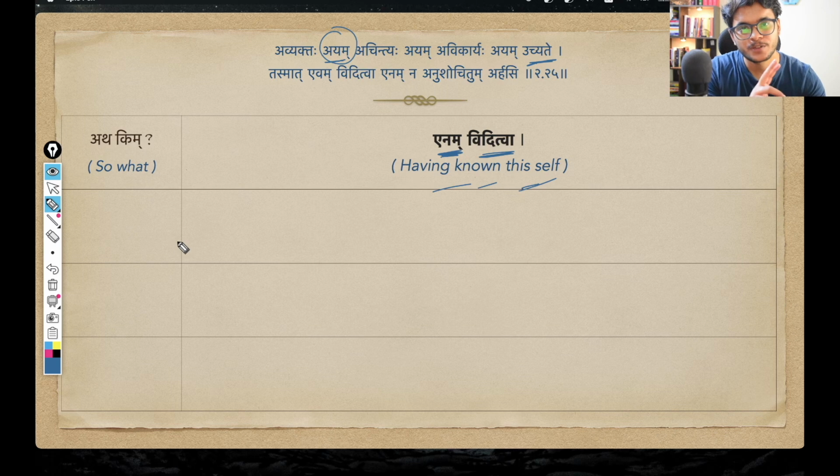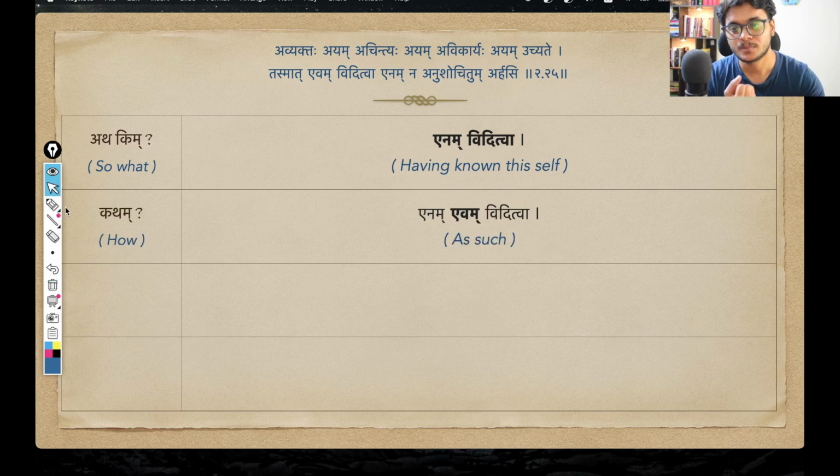Okay, so based on the difference in prayoga, the kartari prayoga and the karmani prayoga, ayam and enam both are representing the karma of the associated kriya. So something interesting to note. Then I'm asking the question that okay, having known this self, how? For which I get the response: enam evam viditva.